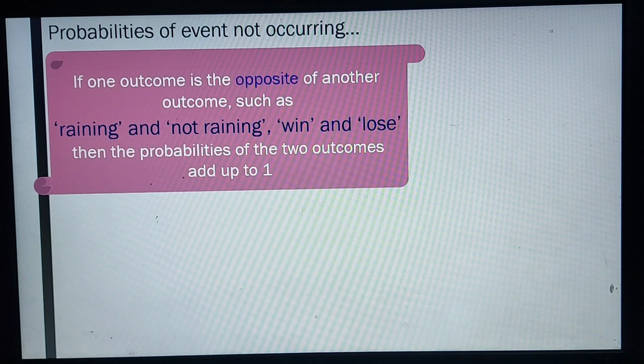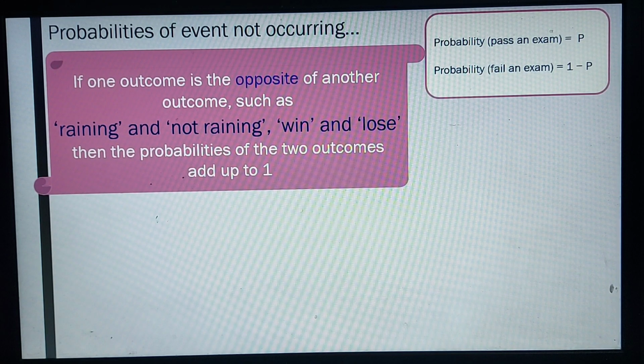The next thing we need to talk about is the probabilities of events not occurring. Now, if one outcome is the opposite of another outcome, such as raining and not raining, winning and losing, then the probability of these outcomes add up to 1. For example, if I say that the probability of a student passing an exam is P, of course, you know that the opposite of a student passing an exam is failing an exam. So the probability that the student will fail an exam will be 1 minus P. So whenever you have one outcome as the opposite of the other outcome, then the probabilities of these two outcomes add up to 1.